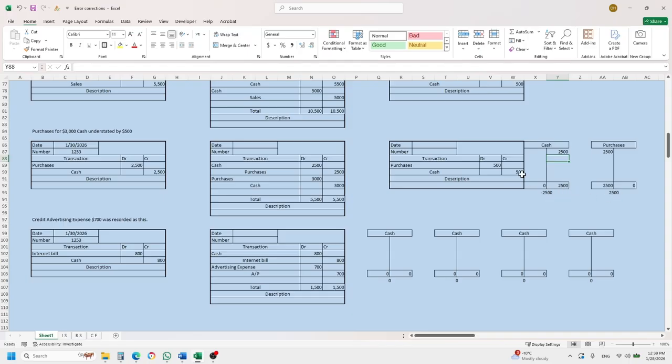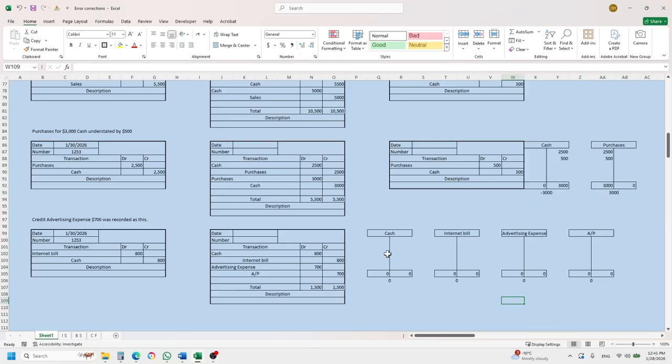So to correct it, what we do, we flip or reverse the first journal entry, then we write down the correct journal entry. As you see, 3,000, 3,000 correct. In the other method, we only put the difference. We put purchase 500 and cash 500, so it's restored to the real or correct journal entry. It was 2,500, now it's 3,000, the correct one.